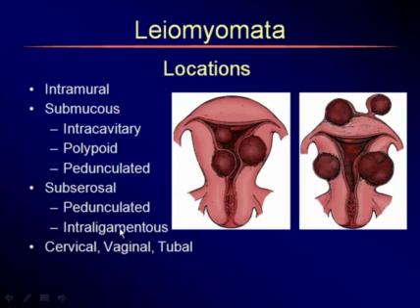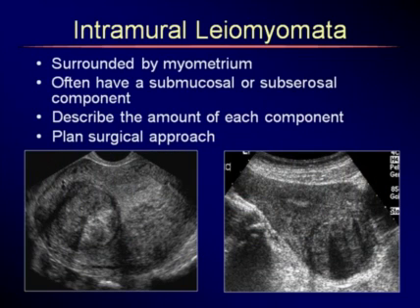It's interesting that there can be cervical myomas. There have been vaginal leiomyomas described, tubal leiomyomas, and that's actually not surprising because these originate from smooth muscle. So wherever you have smooth muscle, that's where you can have a leiomyoma. Let's look at some of these sonographically.